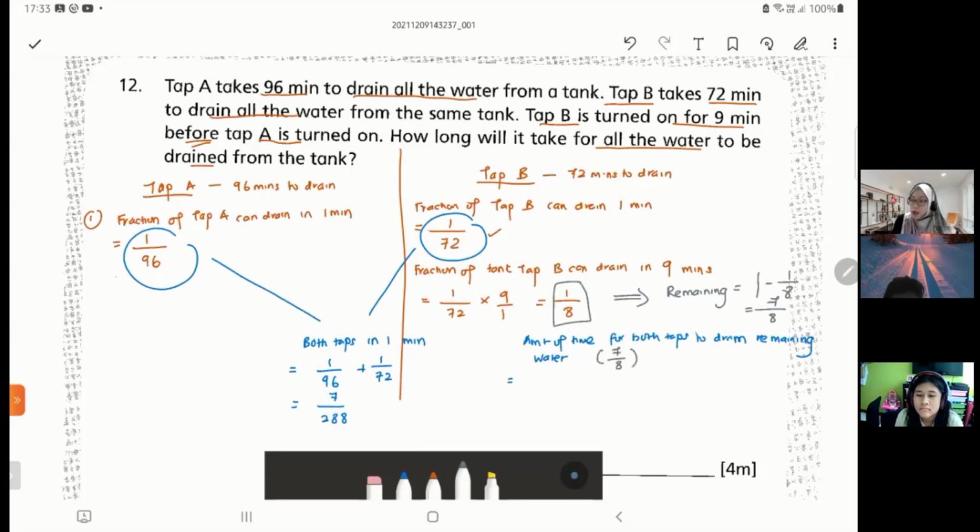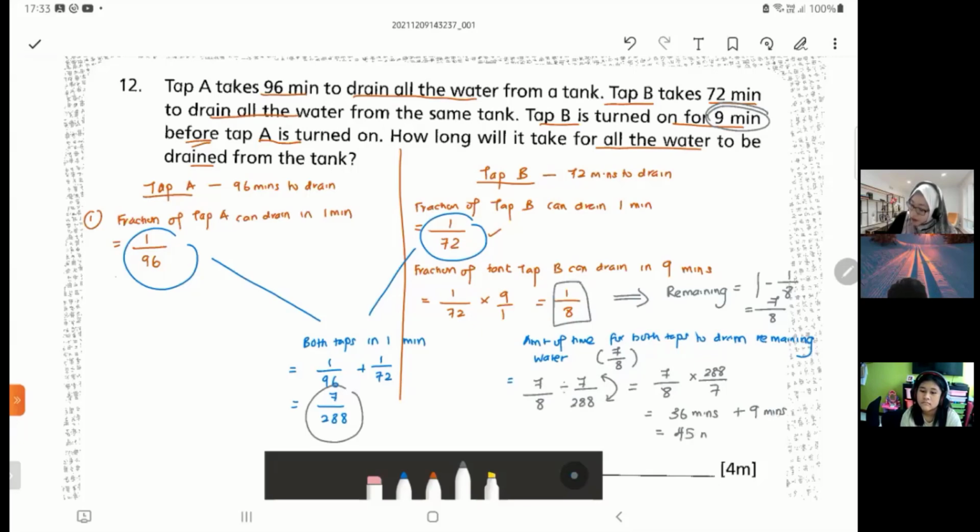I know from just now. Now what to do? Amount of time, 7 over 8 divided by this, because both taps, 7 over 288, equals 7 over 8 times swap, right? It's a must swap. KCF, keep, change, flip. So flip this, 288 over 7 equals 36 minutes. Now we are not happy with this because I know tap B is turned on 9 minutes earlier. So plus 9 minutes equals 45 minutes. Answer. All right.